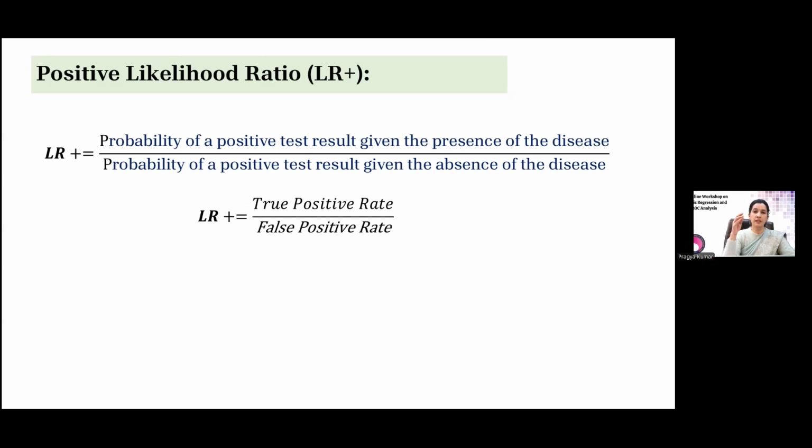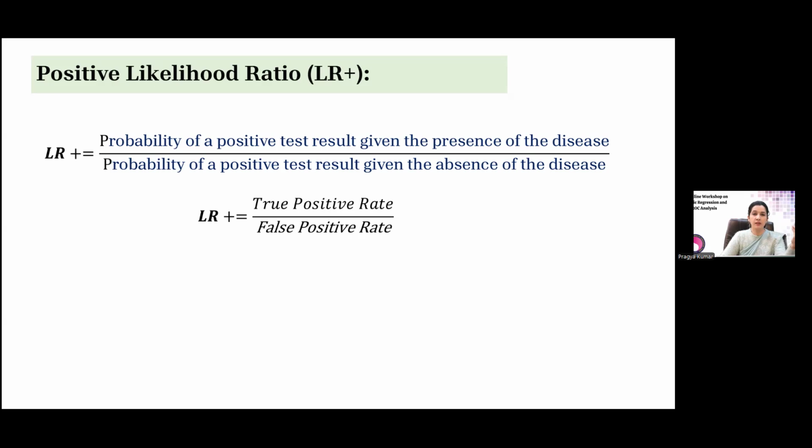If you remember, in ROC on the x-axis you have the false positive rate and on the y-axis the true positive rate. So basically the positive likelihood ratio is the ratio of your true positive and your false positive.